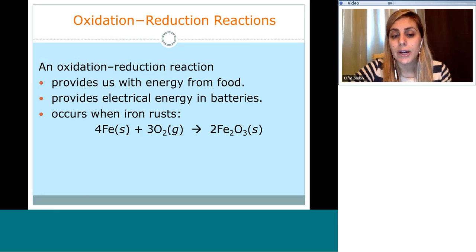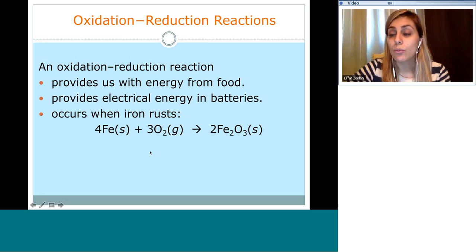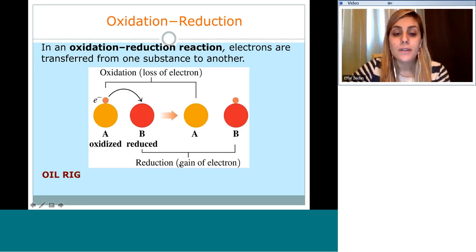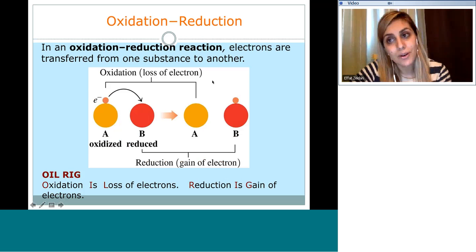So iron solid plus oxygen gas react together to give us ferric oxide, which is rust. The underlying reason and mechanism of this reaction is that there's an electron transfer from one reactant to the other. So in an oxidation reduction reaction, electrons are transferred from one substance to another.